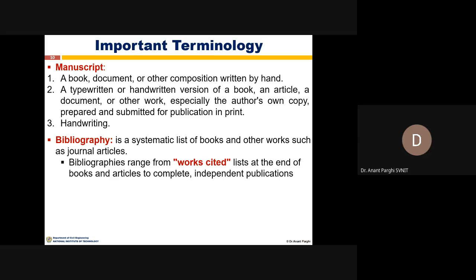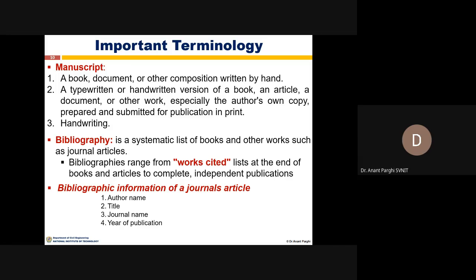Whatever work we are citing inside the article, at the end of the article you have to provide the references, so we can call that the bibliographic information for that particular journal article. For journal articles, first will be the author's name, second the title of the article, third the journal name in which you are publishing, the year of publication, the volume and issue number, and the page number. Right, these are very important for journal articles.